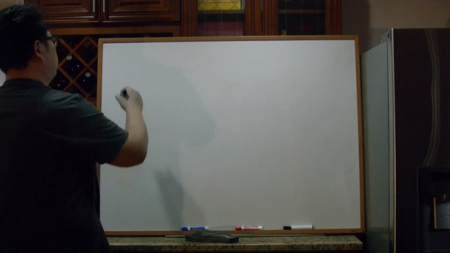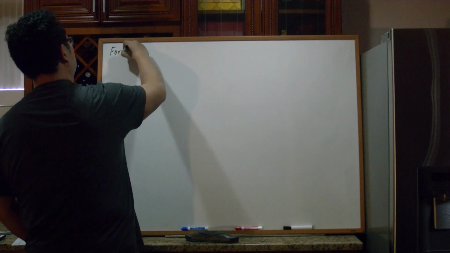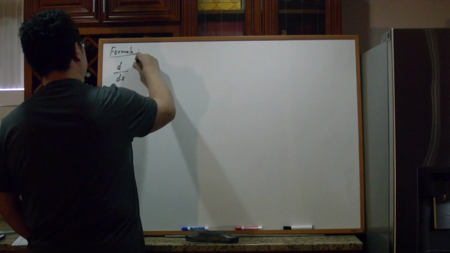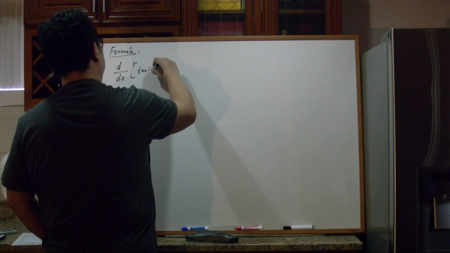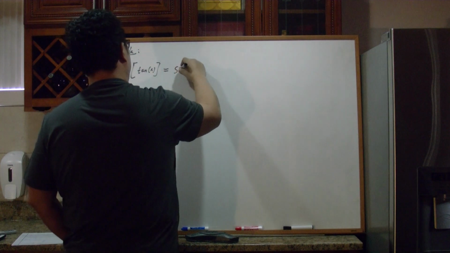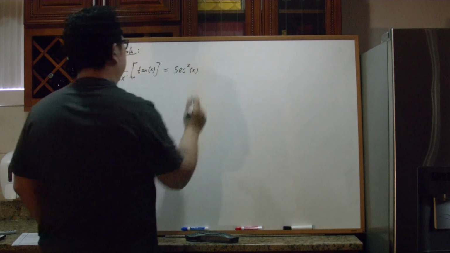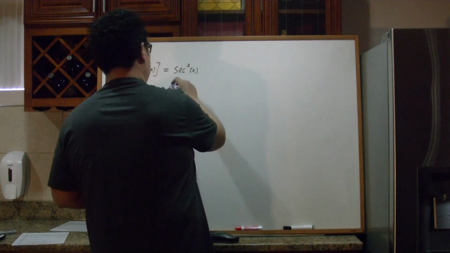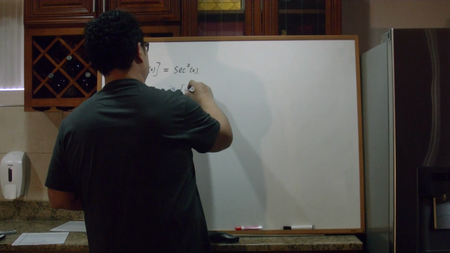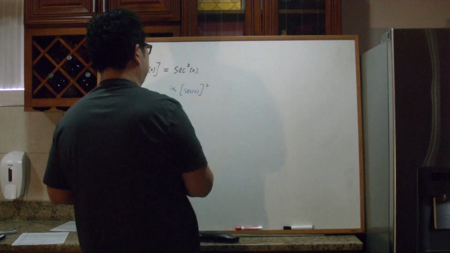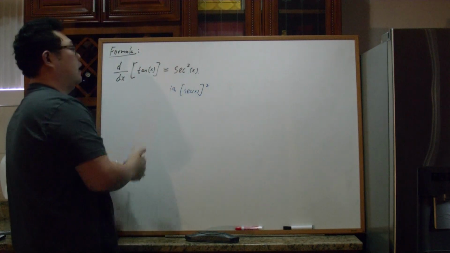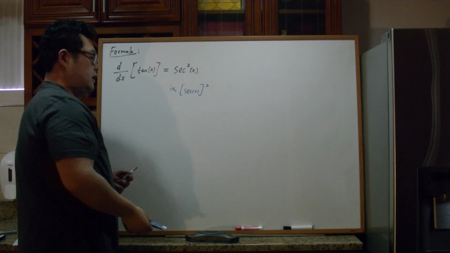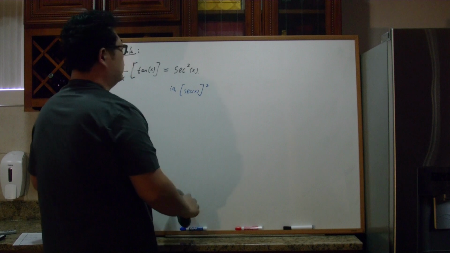The next thing is the formula of the remaining trig functions. The derivative of tangent is the secant square of x, which means, in other words, the square of secant x. For trig functions, we could put the power in the middle, but definitely that means it's the square of the trig function.